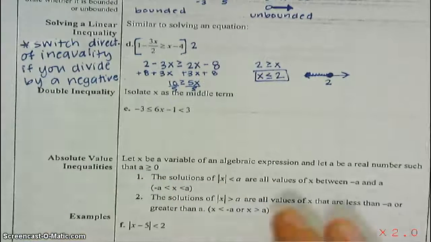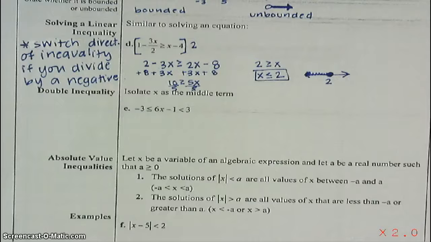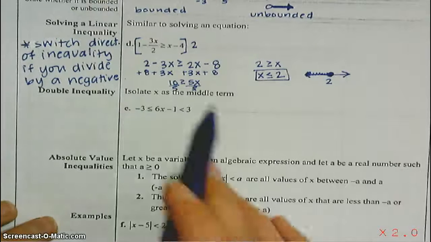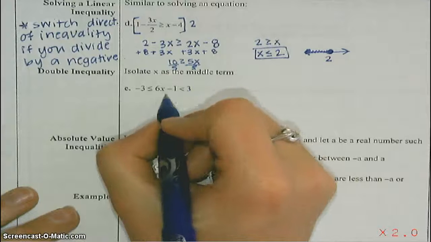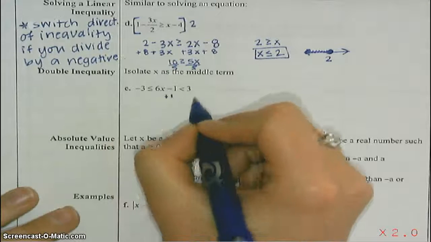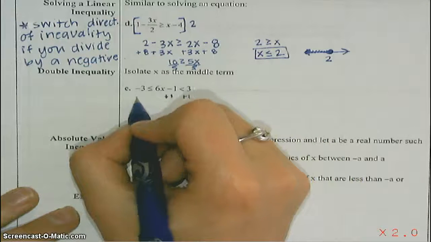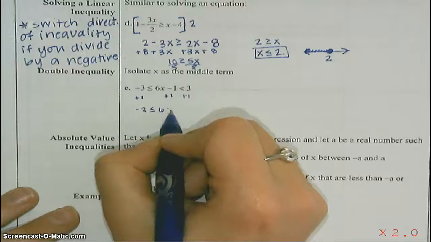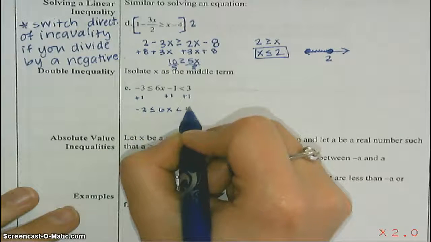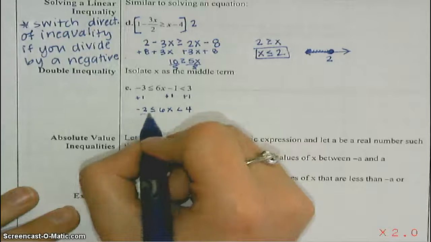This next one, the double inequality, if you ever have a double inequality, it's really similar to solving a linear inequality. If you are trying to remove things from x on the inside, not only do you do it to the inside, but you need to do it to both sides of the inequality. So this is going to be negative 2 is less than or equal to 6x, which is less than 4. Then divide by 6.